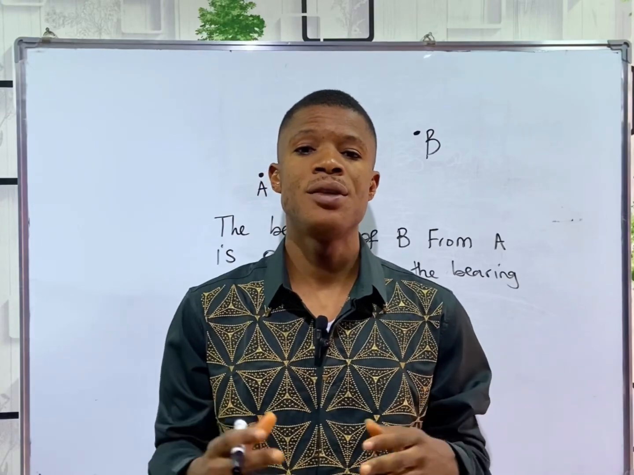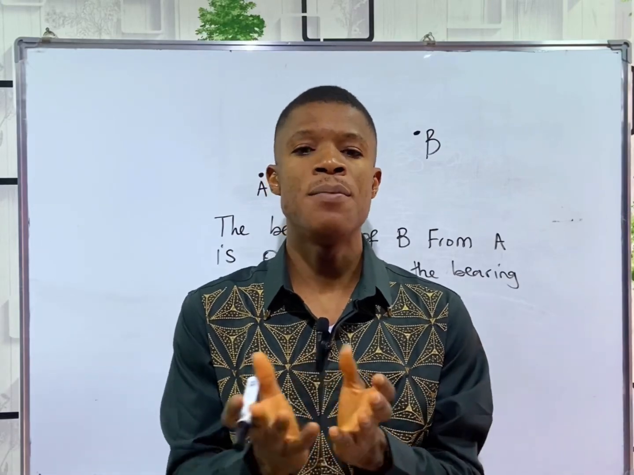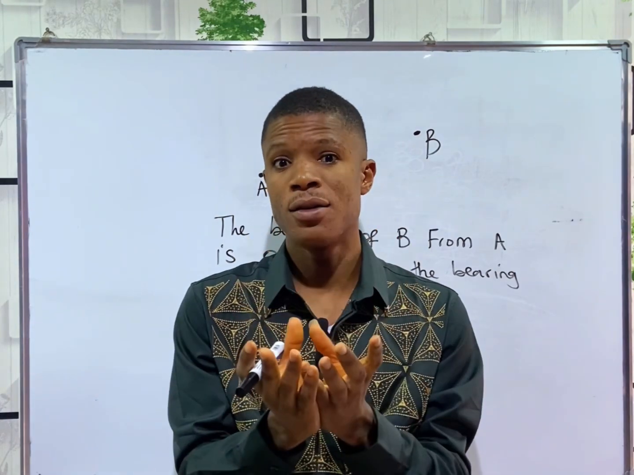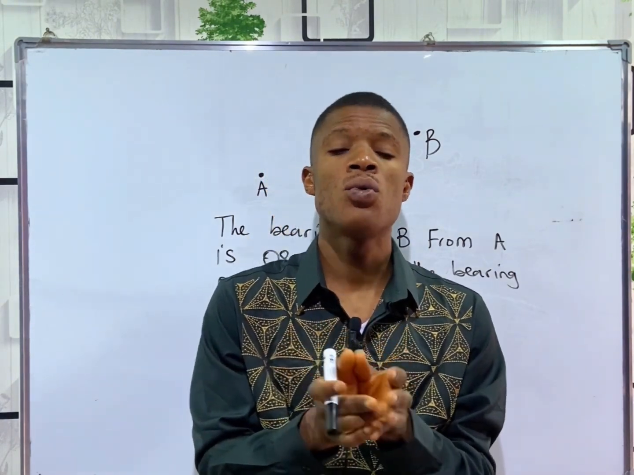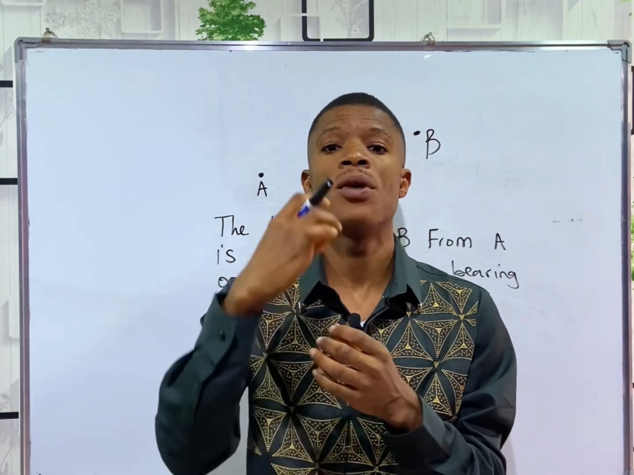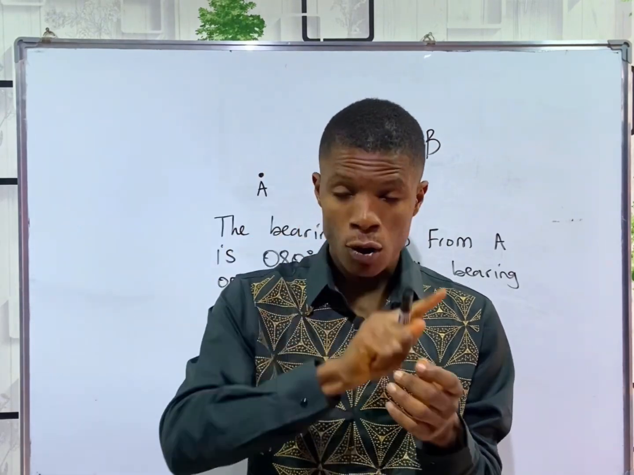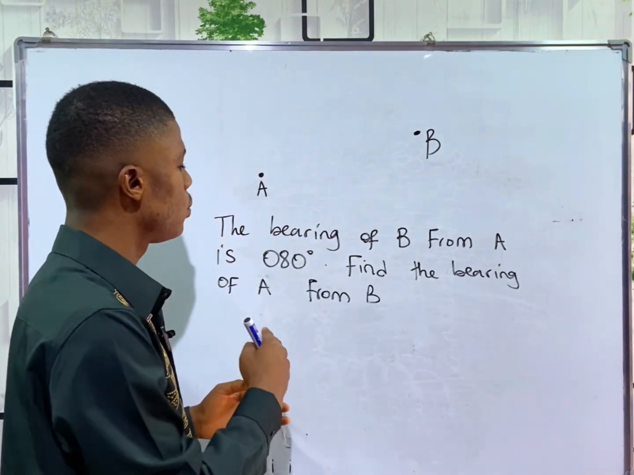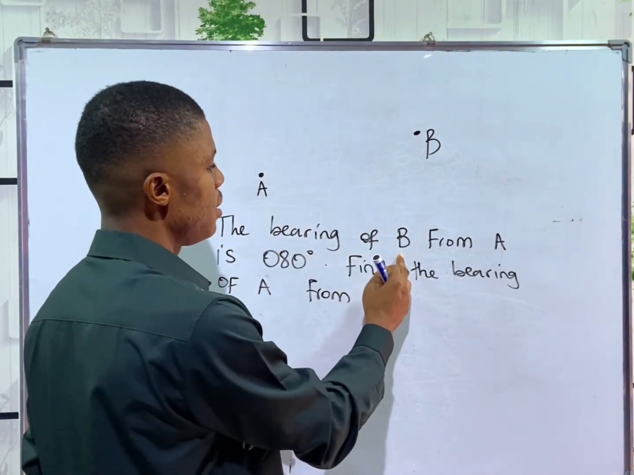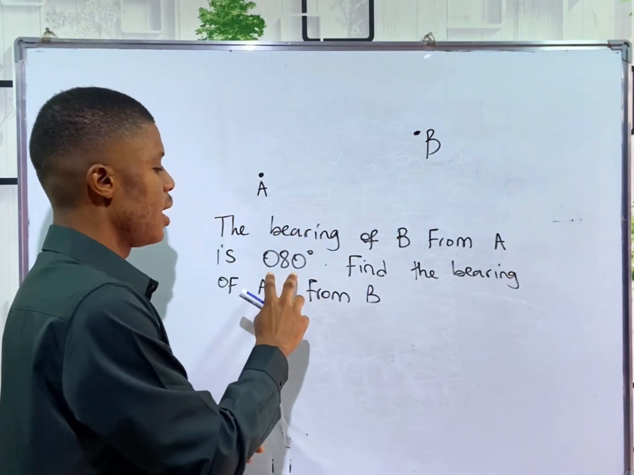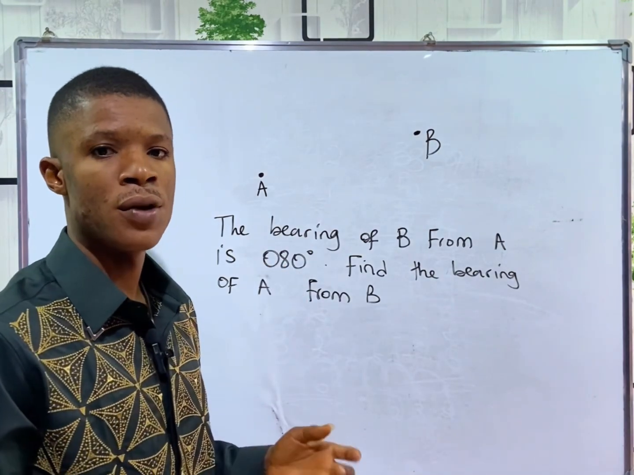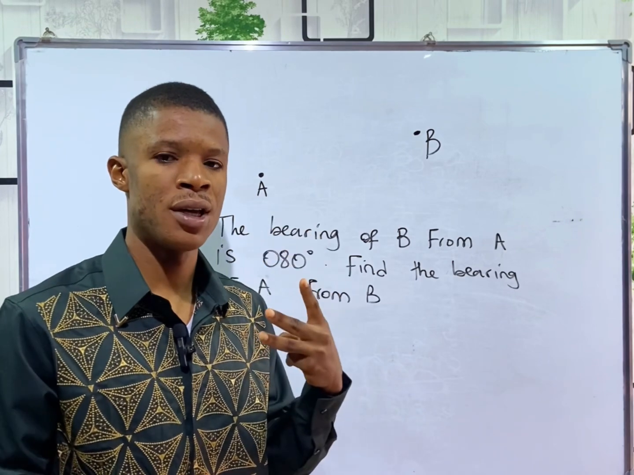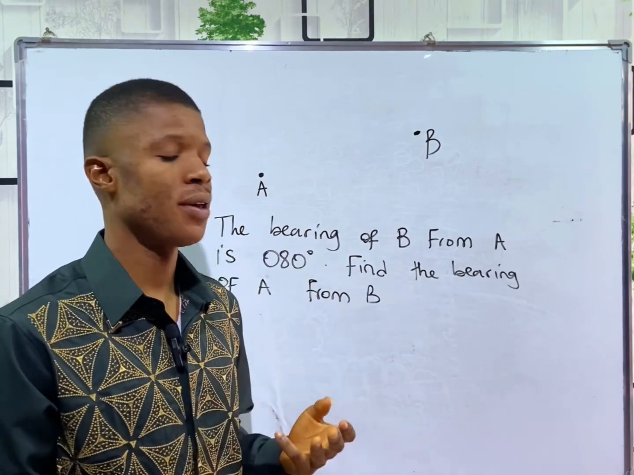Guys, in this video I'll explain what bearing is. Bearing can be seen as just an angle, a special angle which is usually measured from the North Pole in a clockwise direction. If you look at the board, we are told that the bearing of B from A is 80 degrees. Recall, bearing is usually represented using three digits, or three figures.